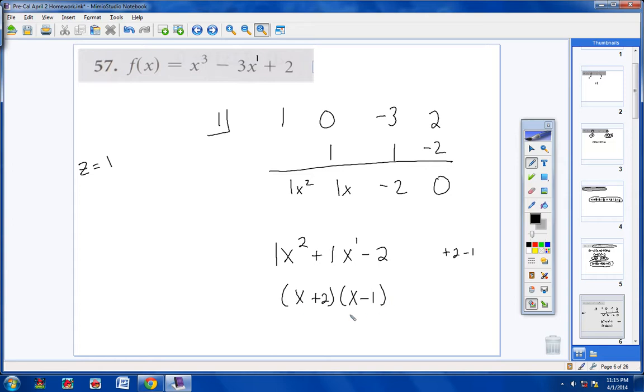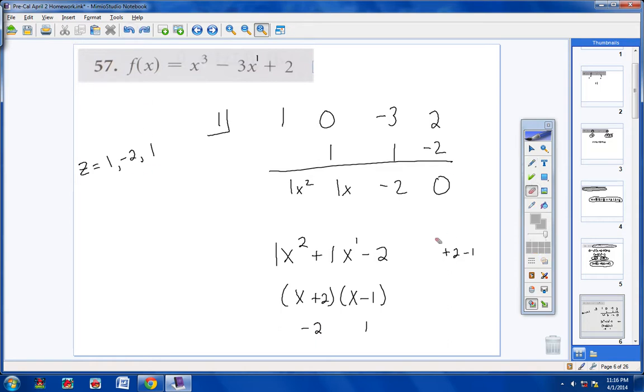So if you take each one of these groups and set each one of these groups equal to 0, you will get a 0 of -2 and a 0 of +1. Okay? So -2, +1. There's your other zeros. And by the way, your degree was 3, so the maximum number of zeros you could have would be 3.